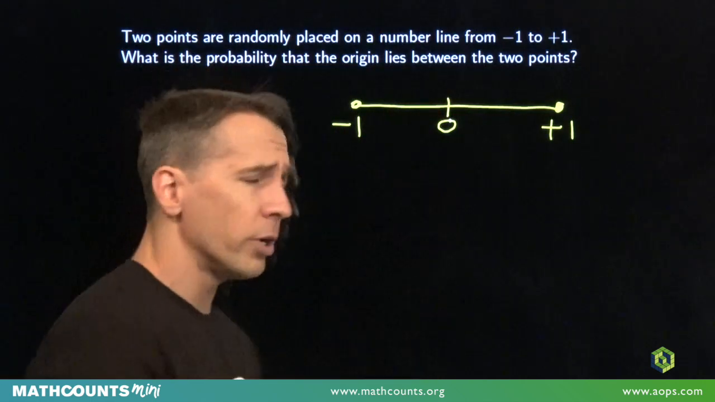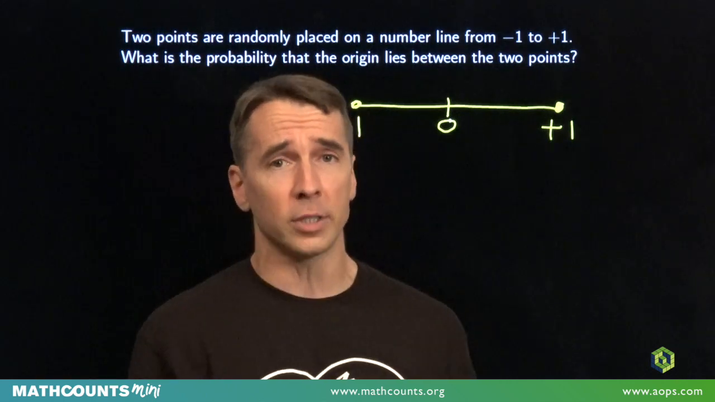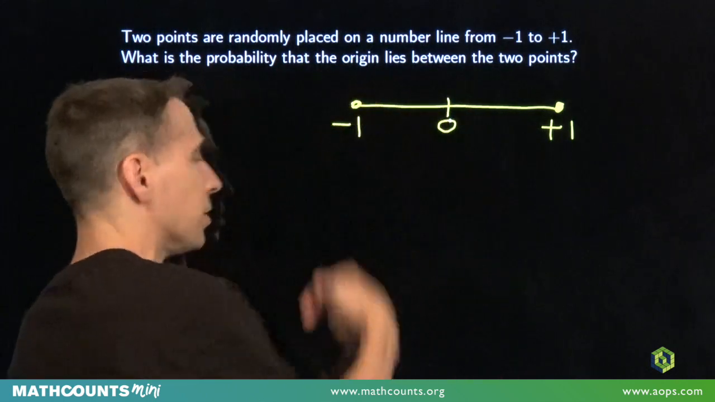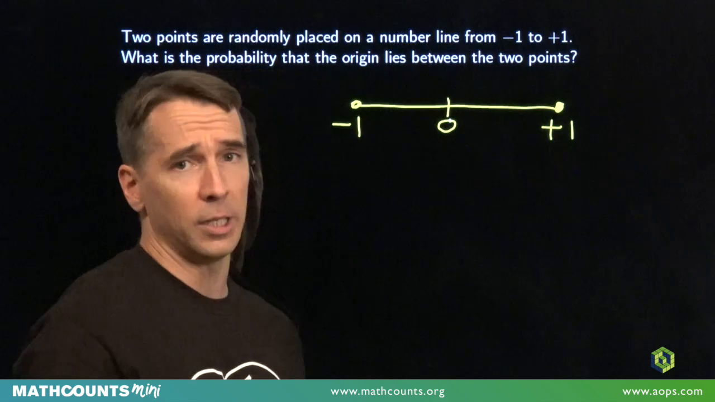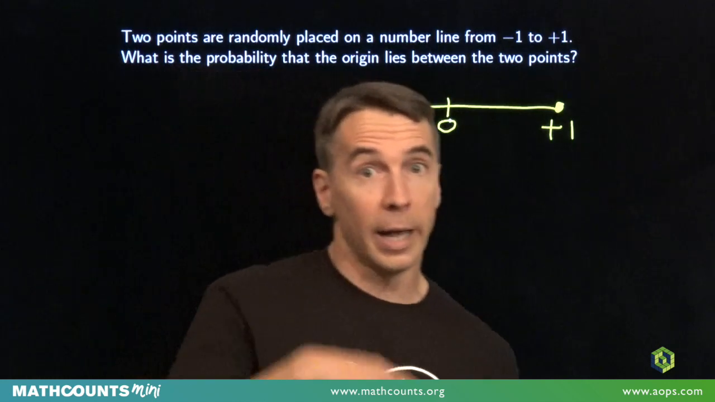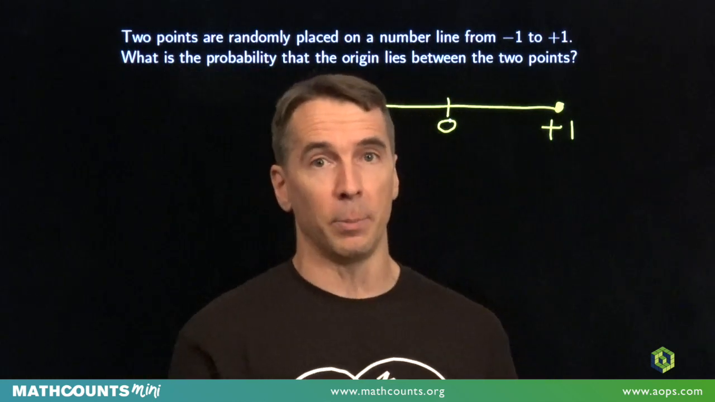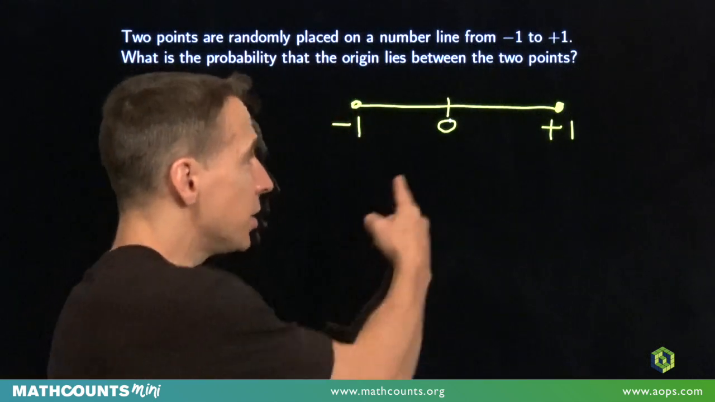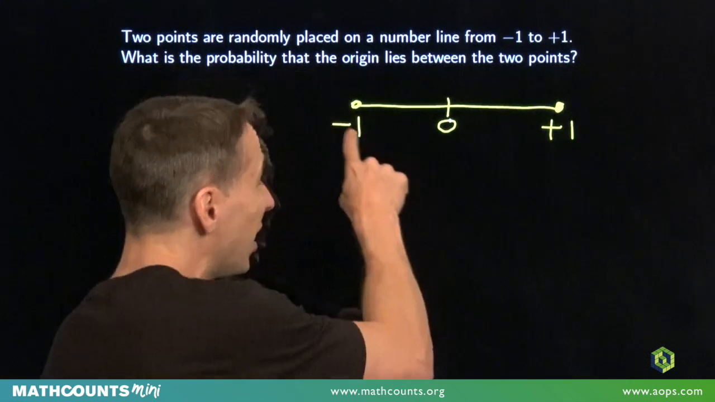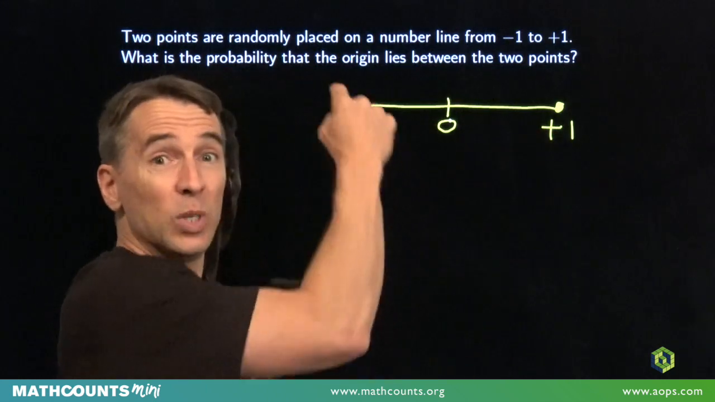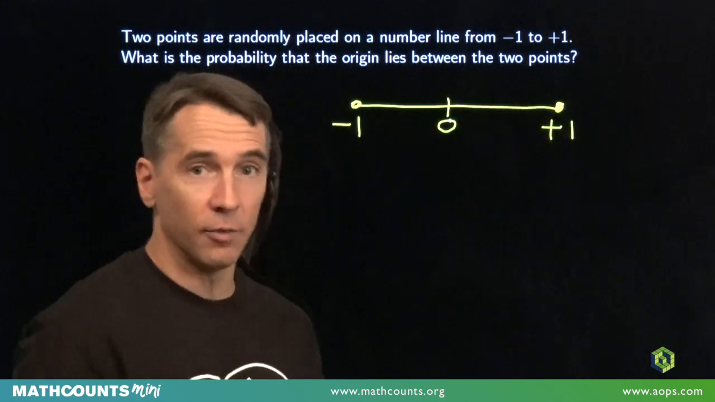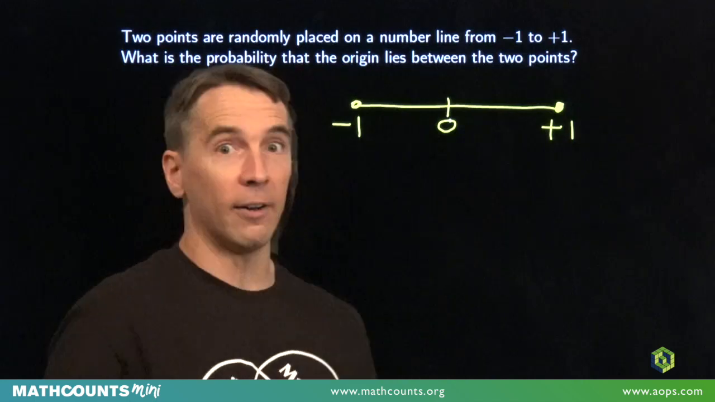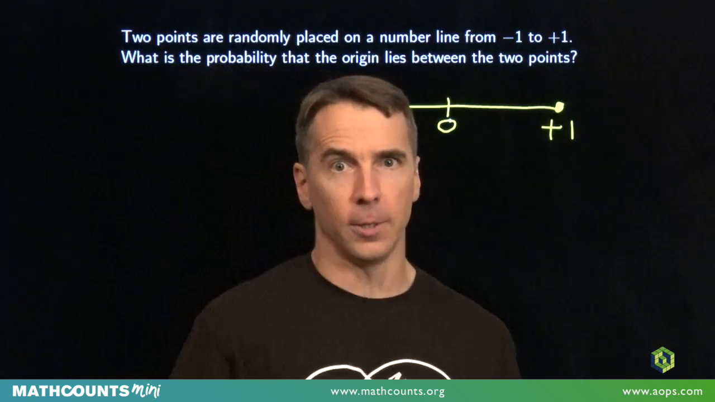So in order for the origin to be between our 2 points, well, one of them has to be to the left of 0, one of them has to be to the right of 0. So one has to be negative, the other has to be positive. Now we're not going to worry about choosing 0, because 0 is just 1 point out of the infinitely many points between -1 and +1. So the probability we'll ever choose 0 is 0.